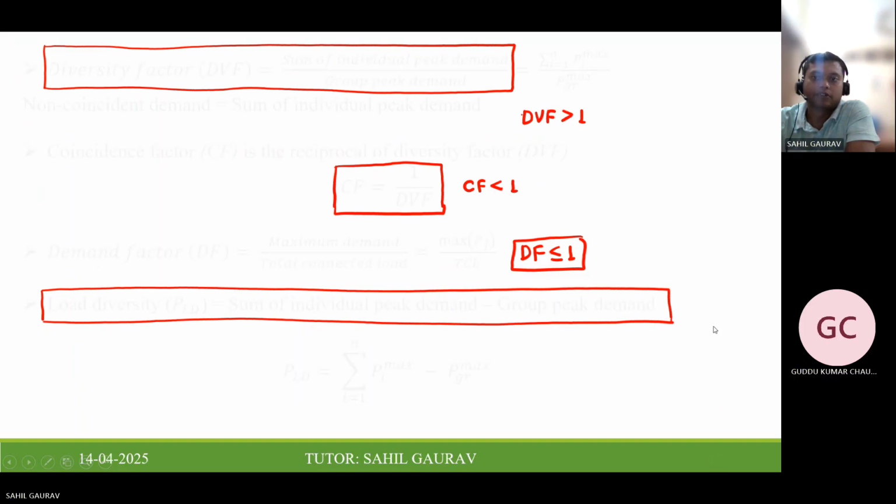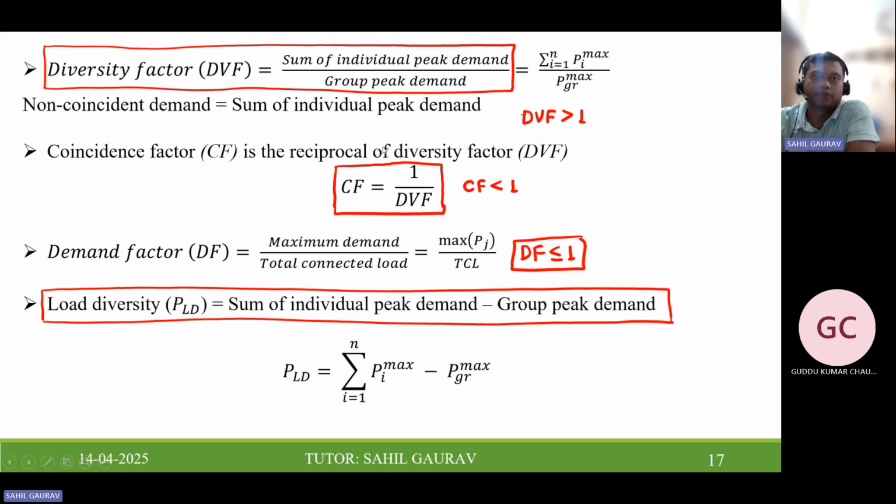Okay, next we have diversity factor, that is the ratio of the sum of individual peak demand upon the group peak demand. In diversity factor, you should know what we mean by coincident demand or non-coincident demand. Non-coincident demand means the sum of individual peak demand, while coincident demand is the group peak demand. And coincidence factor is the reciprocal of diversity factor. Therefore diversity factor is greater than 1, while coincidence factor is less than 1.